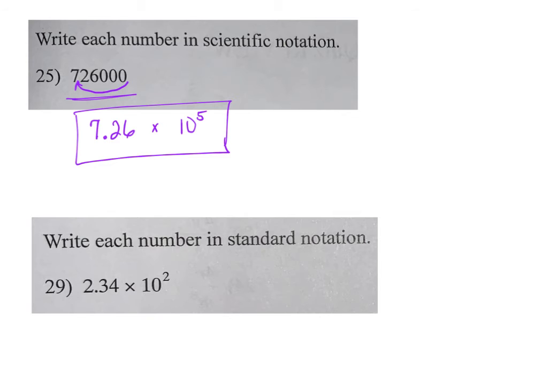The next group wants you to go the other direction. They give it to you in scientific notation. They want it in standard notation. This is a positive exponent, which means I'm going to make this a larger number. So I'm going to take my decimal and I'm going to move it 2 places to the right. So this one would be written as 234 as standard notation.